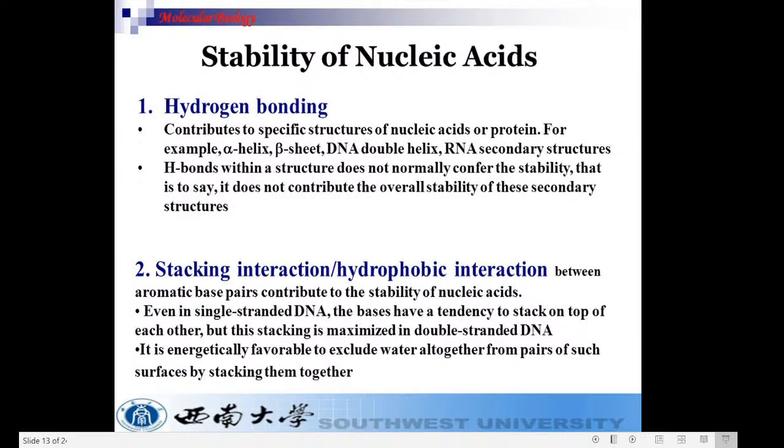That is the experiment, but in the normal case, we need to maintain the temperature. The temperature-based hydrogen bonding reactions help to understand the stability of the nucleic acid. Then another one is the hydrophobic interaction. First one is the hydrogen bonding. In that hydrogen bonding, we have various contributions.